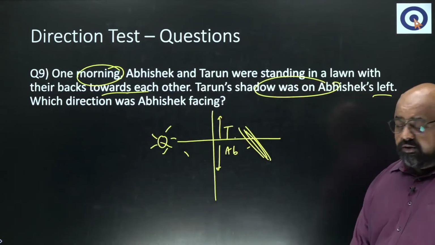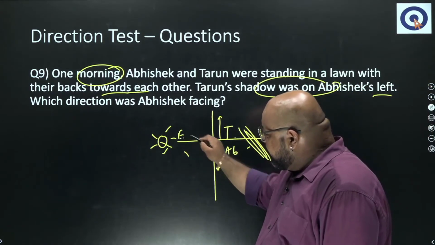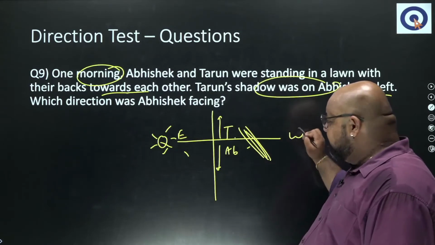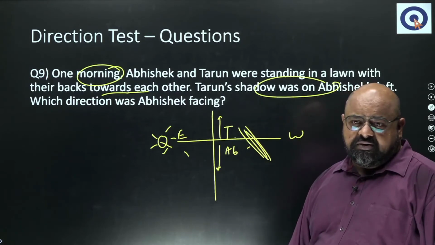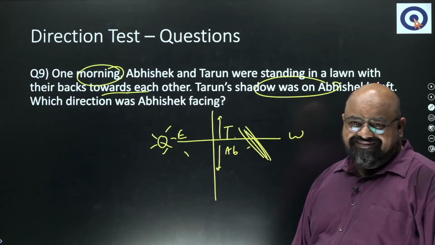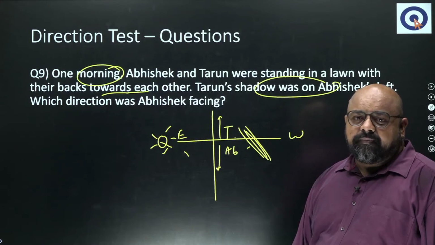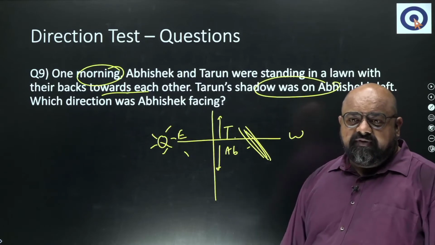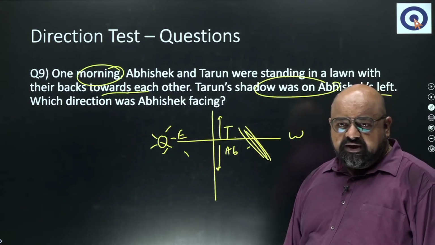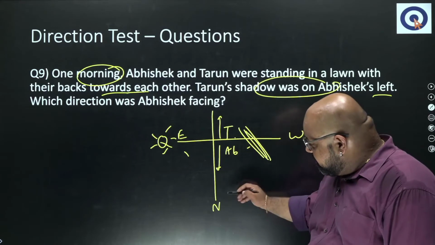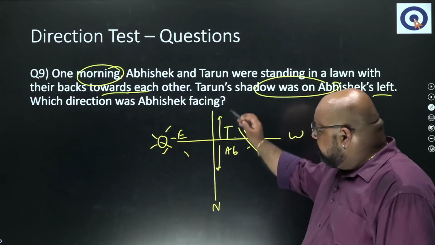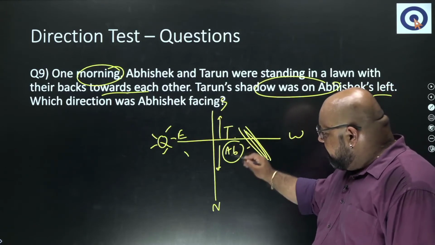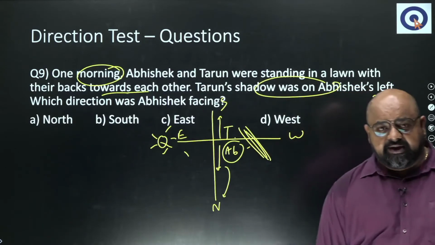It was morning. So the side on which the sun is has to be east. If this becomes east, this has to be west. So where will be north and south? Facing north, east is on the right hand side. So if this is north, east will be on the right. So this becomes north, east, west and south. Question says in which direction is Abhishek facing? Abhishek is facing in the north direction.